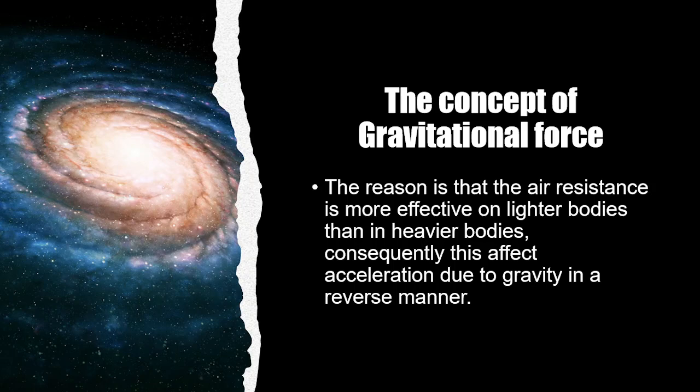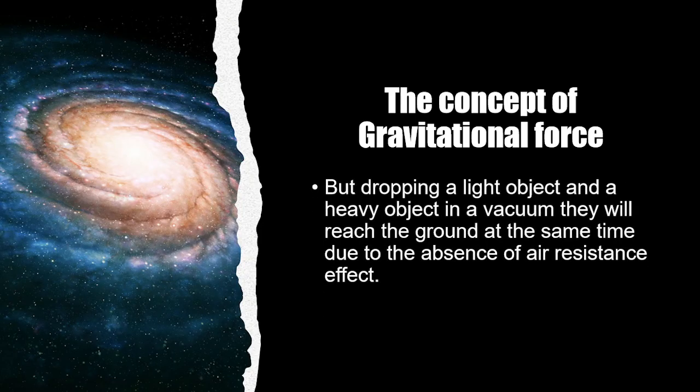That's the reason why the lighter one will take much more time to reach the ground than the heavier one. So the heavier one will reach faster than the lighter one. But when dropping a light object and a heavy object in a vacuum, they will reach the ground at the same time due to the absence of the air resistance effect. Here we're seeing the effect of air resistance on the movement of these two objects in action due to gravity. When they are dropped in a vacuum, the light one and the heavy one, they will reach the ground at the same time due to the absence of air resistance.